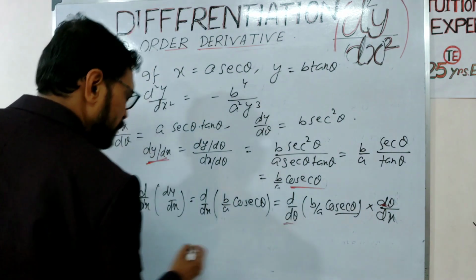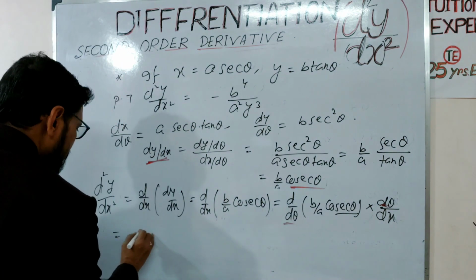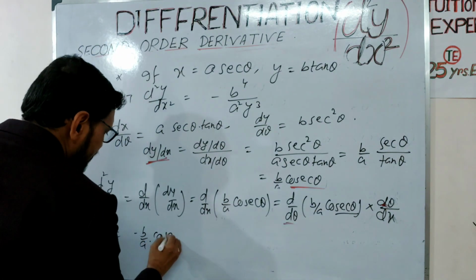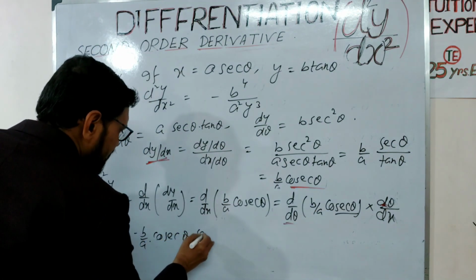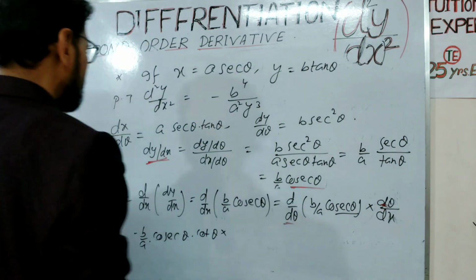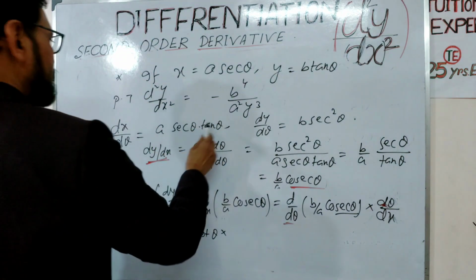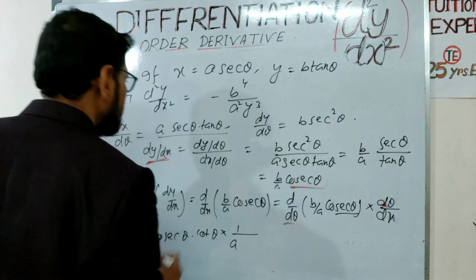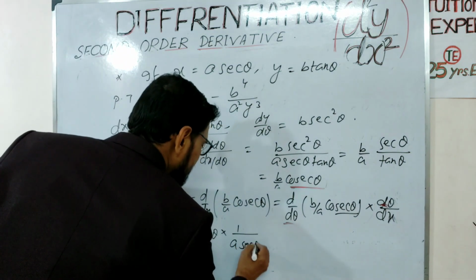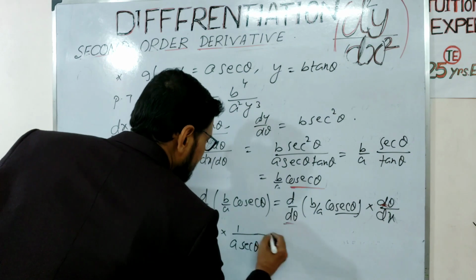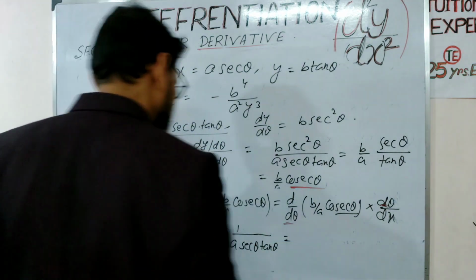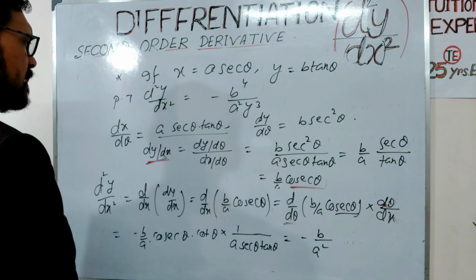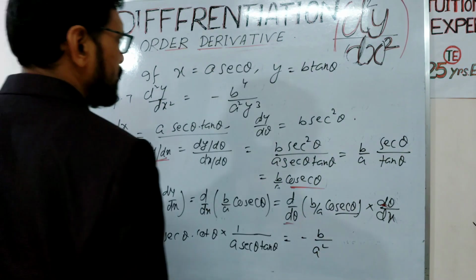Now this is equal to the derivative of cosec theta, which is minus cosec theta into cot theta into d theta by dx. What is d theta by dx? D theta by dx is the reciprocal of this, 1 by a sec theta tan theta. So this equals minus b by a square, theta is cancelled, a sec theta, so only tan theta form.